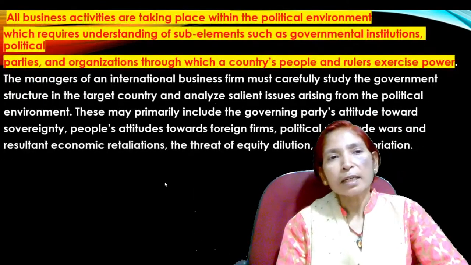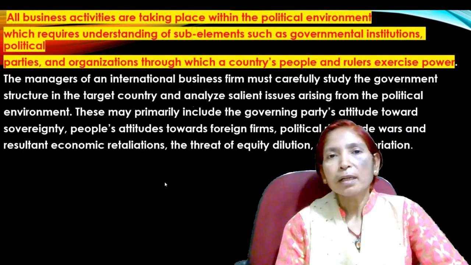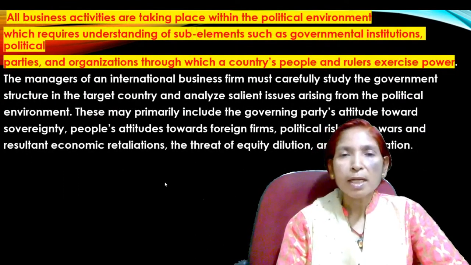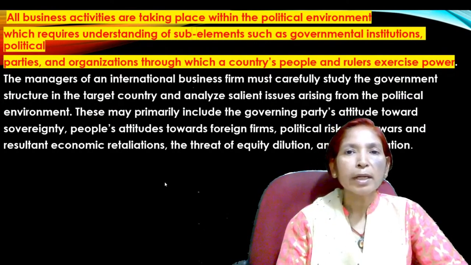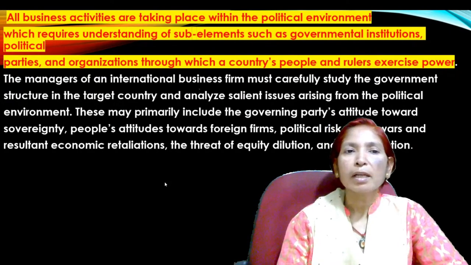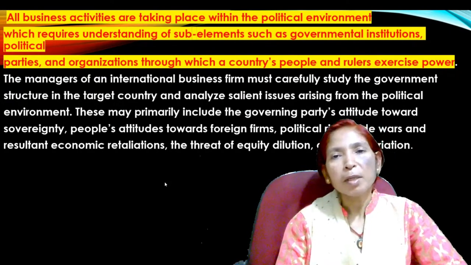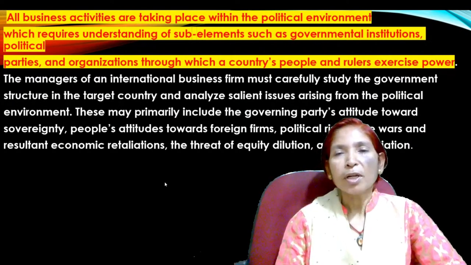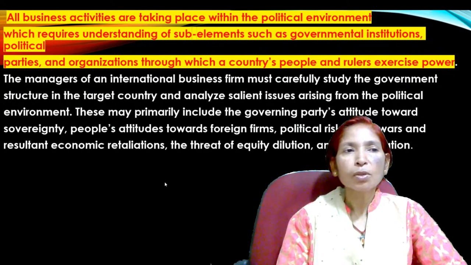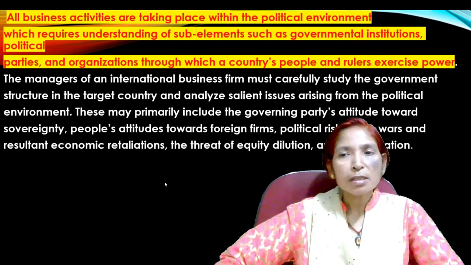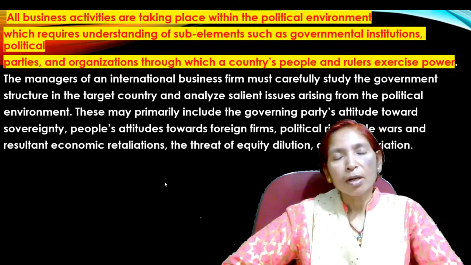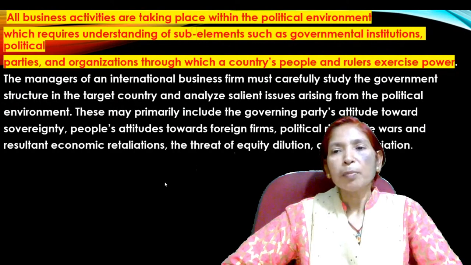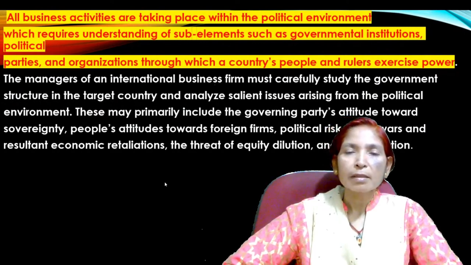Next, all business activities take place within the political environment, which requires understanding of sub-elements such as government institutions, political parties, and organizations through which a country's people and rulers exercise their power. So the political environment mainly includes government rules and regulations and all those government institutions, political parties and organizations through which a country's people and rulers exercise their power.